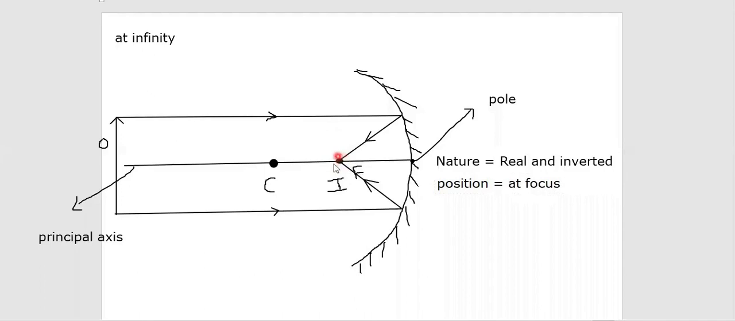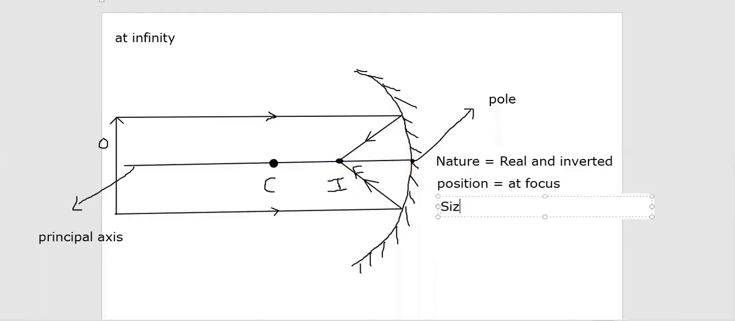Why will you be getting the image at the focus? Because the two reflected rays are coming and meeting at a particular point, and they are meeting at the focus only. That is the reason the position of the image will be at the focus. Remember this one. Okay.